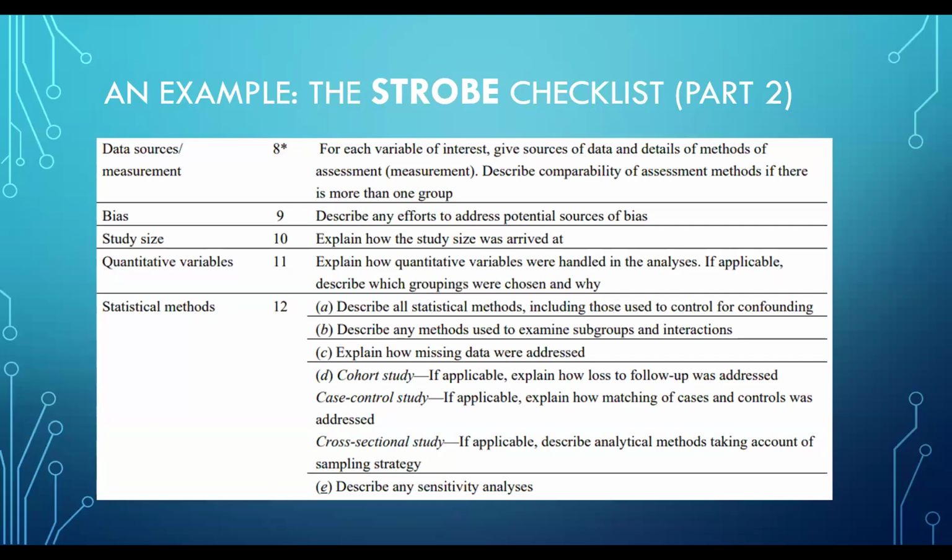Then mention any efforts to address potential sources of bias. For example, did you use a stratified sampling technique so that you would get equal numbers of males and females? Or did you match cases and controls to minimize the chance of bias? Describe how the sample size was calculated. We often forget when we write the thesis, but we don't do it when we submit the paper. Explain how the variables were handled in the analysis. If you are doing subgroups, why did you pick those subgroups and how were they defined?